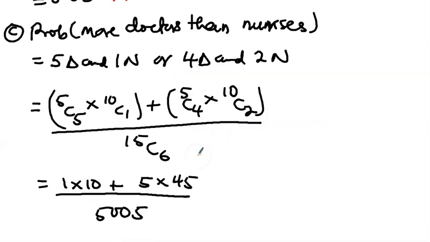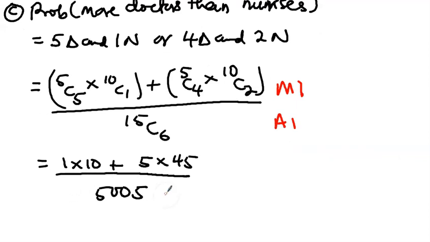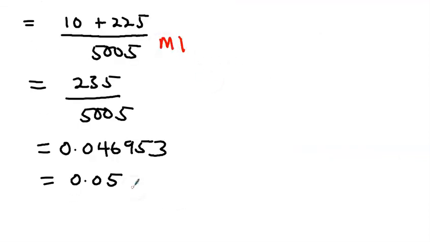The C part: for forming this combination, M1, and then for correct combination, get A1. But if any of these terms is wrong, we deduct half a mark. Then being able to simplify like this here is M1. Then this value gets A1. Then the final answer, A1.